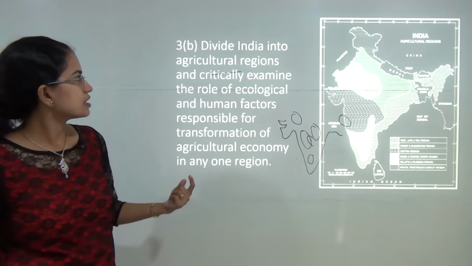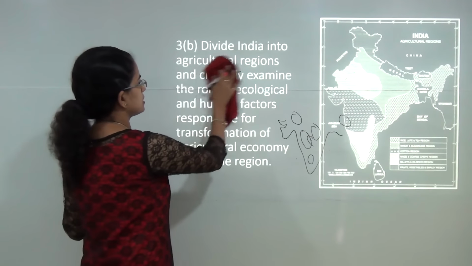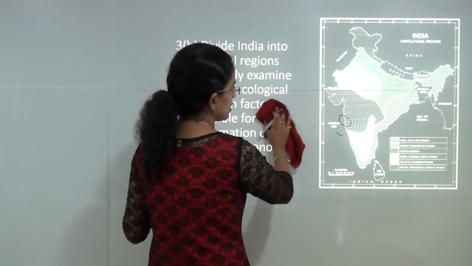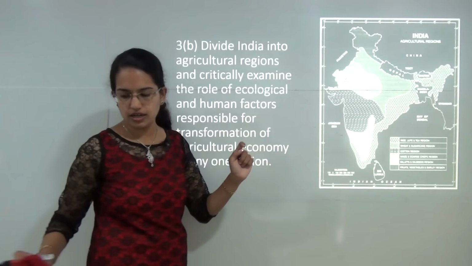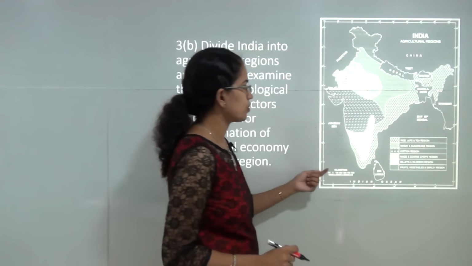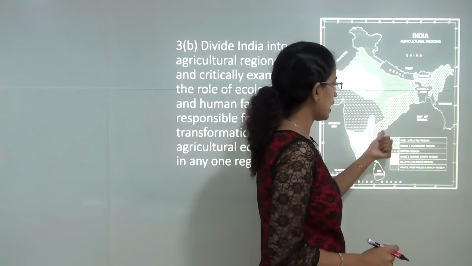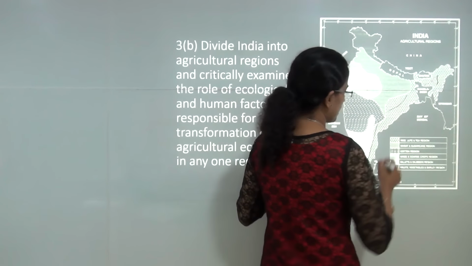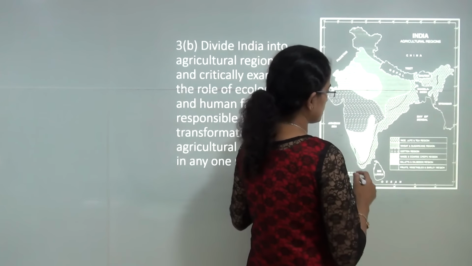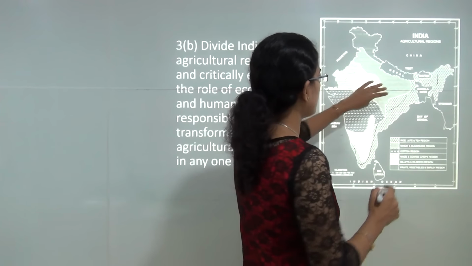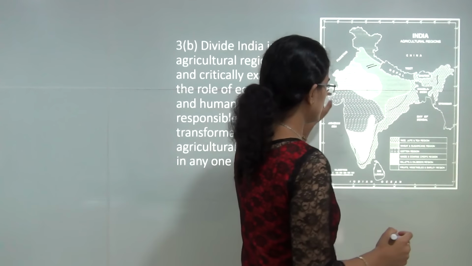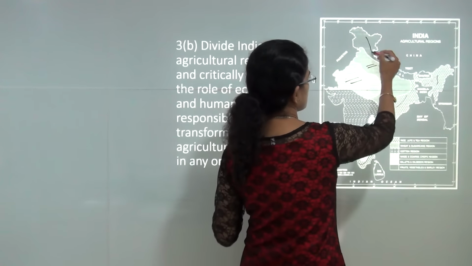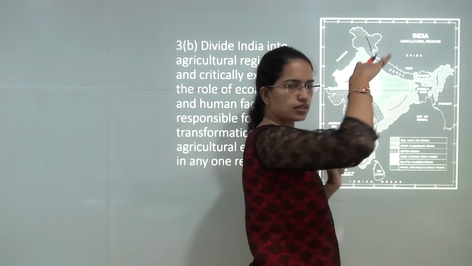The next is: divide India into agricultural regions and examine the impact. What we can do here is explain the various regions. You have demarcated the rice, jute and tea region. So this is the rice, jute, tea region of India. Then you have the wheat region. You have the region of millets and oil seeds. Then you have the region of fruits, that's towards the northern hills.